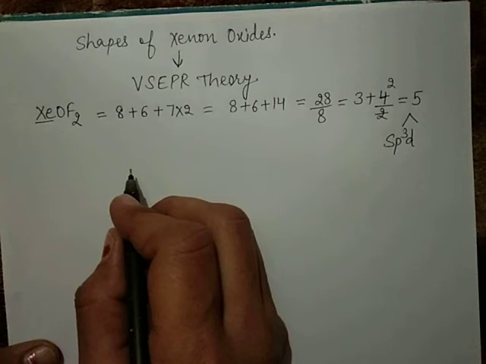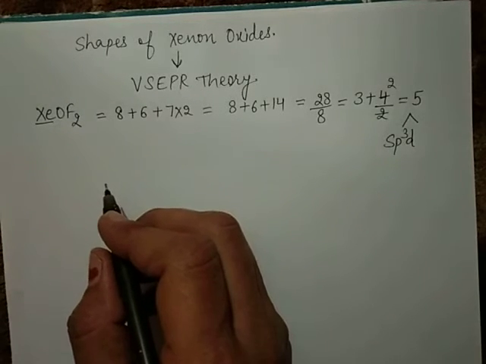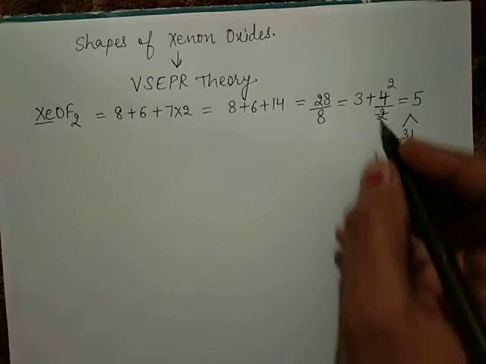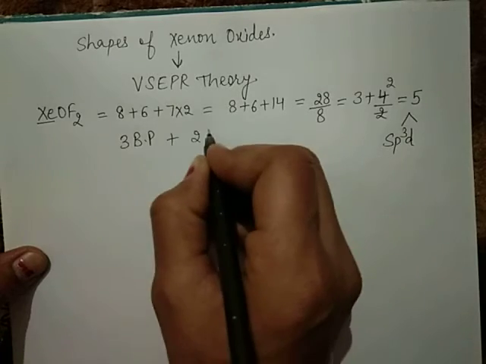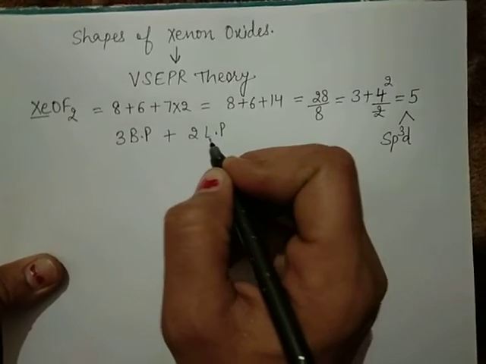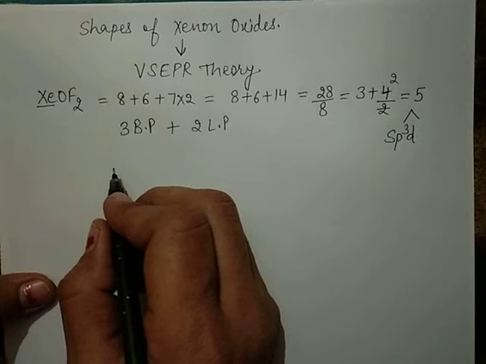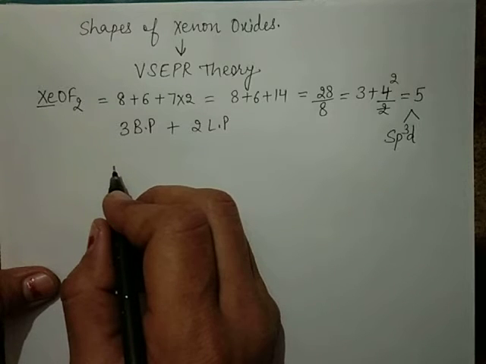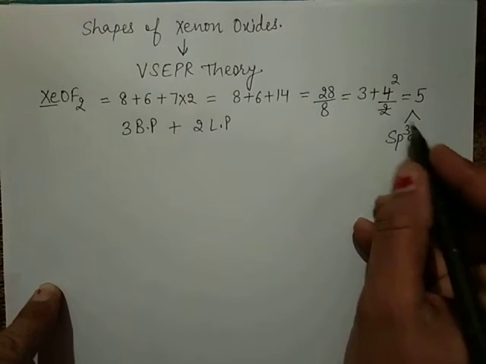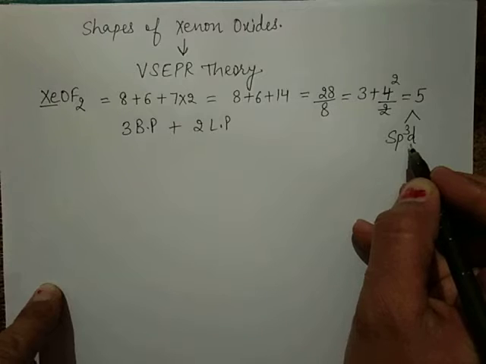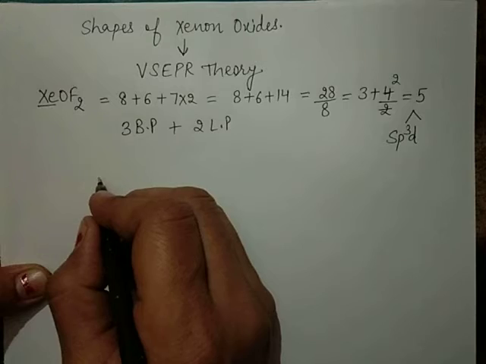Now the shape of this type of compound: 3 bond pairs plus 2 lone pairs are present here. What is the shape? It should be trigonal bipyramidal, but due to the presence of 2 lone pairs of electrons, its shape is distorted, like this.